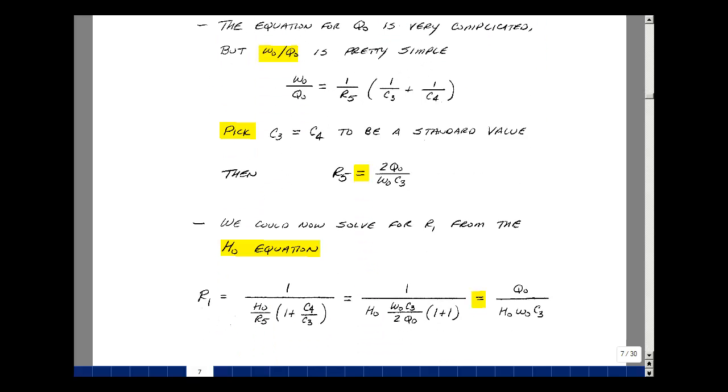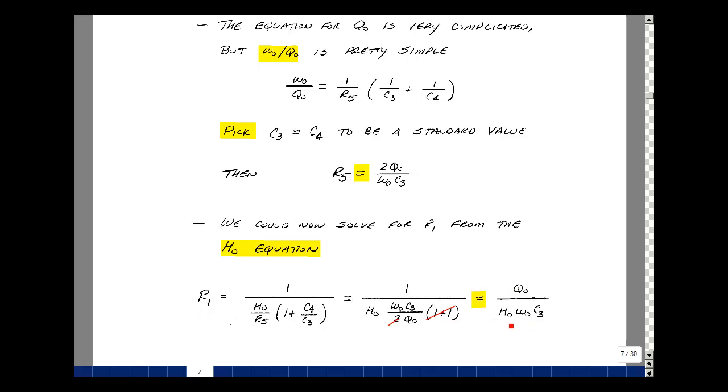The next most complicated equation was for H naught, and H naught was equal to 1 over R1 over R5 times the quantity 1 plus C4 over C3. So I'm going to put the H naught here and the R1 over here. I picked C3 to be C4, so that's just equal to 1. I've got an equation for R5, it's actually equal to this, so it's 2Q naught divided by omega naught C3. The 2 and the 2 cancel here. Bring the Q naught in the numerator, and I've got Q naught divided by H naught omega naught C3. If R1 turns out to be impractical, I could pick a new value of C3.